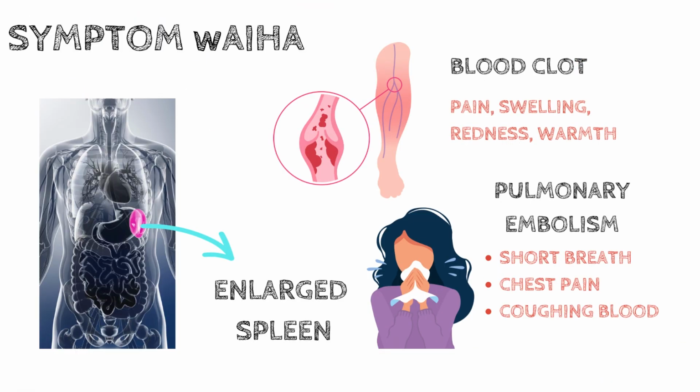Hemolysis of red blood cells can cause enlargement of the spleen. It's because the spleen can't cope with filtering the healthy and lysed red blood cells, causing the spleen to become overworked and swollen. Other symptoms of WAIHA are blood clots in blood vessels, which cause pain, swelling, redness and warmth. WAIHA can also cause pulmonary embolism, with shortness of breath, chest pain, and even coughing up blood.